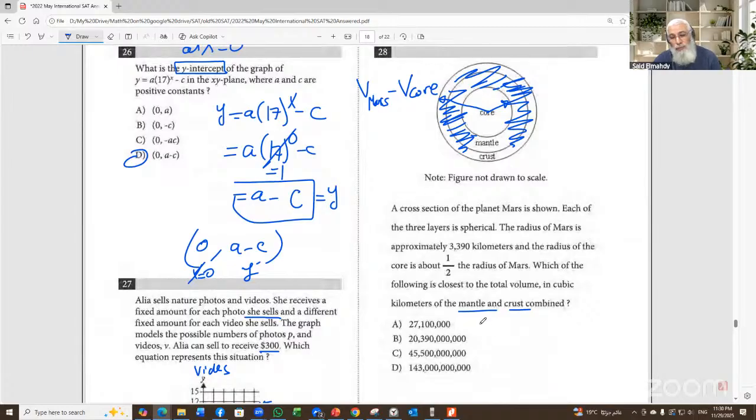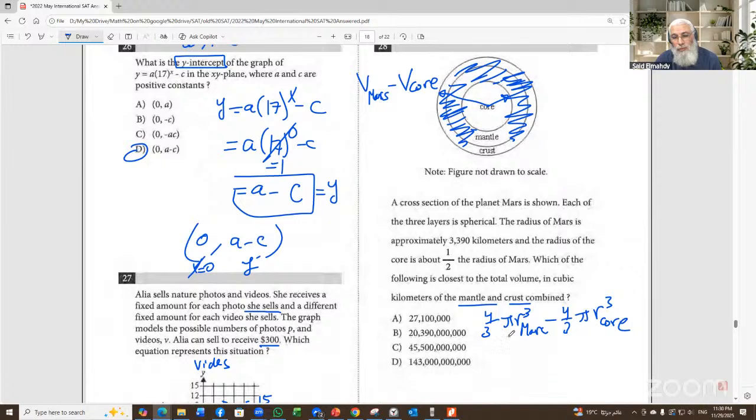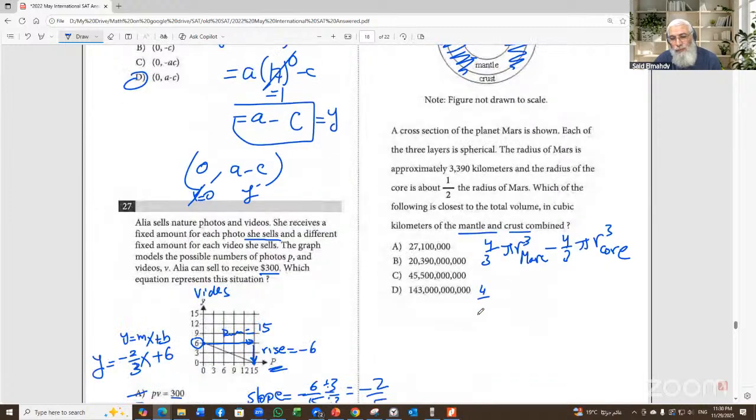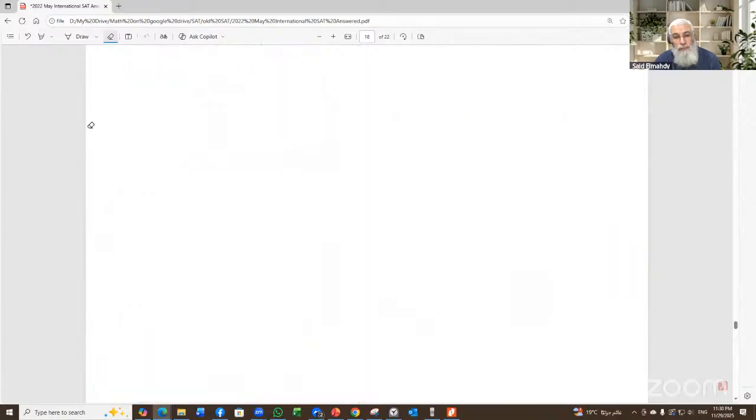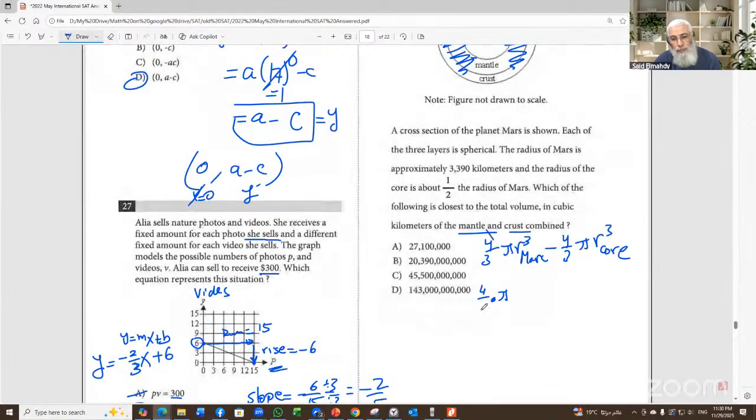So the volume of Mars is 4/3 pi r cubed for the whole Mars, minus 4/3 pi times the radius cubed of the core. So this is 4/3 times pi times 3,390 cubed minus 4/3 pi multiplied by the core radius, which is half the radius of Mars, 3,390 divided by 2, to the power 3.